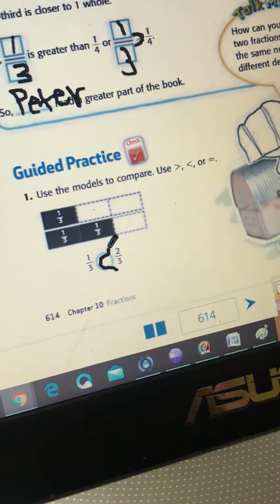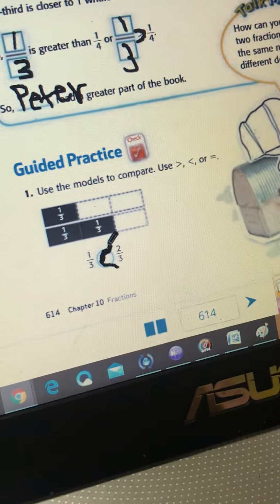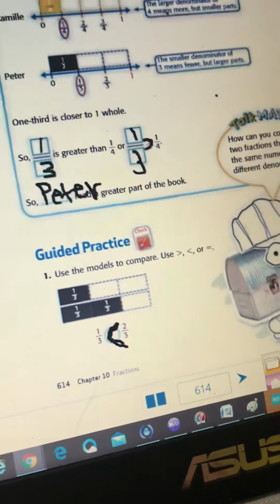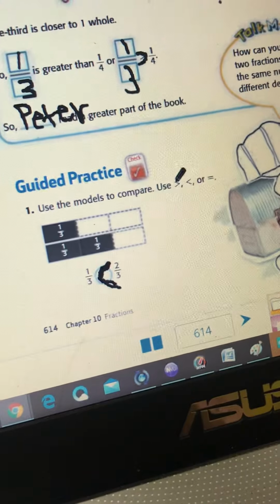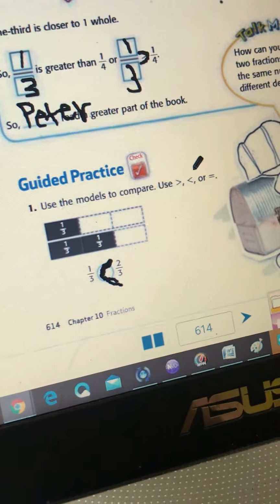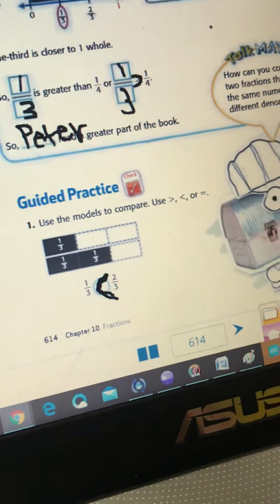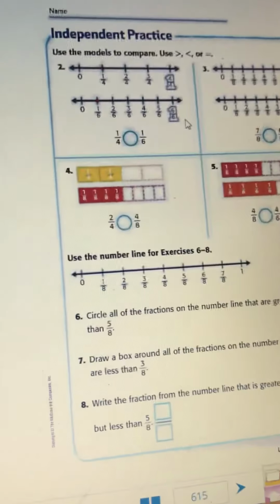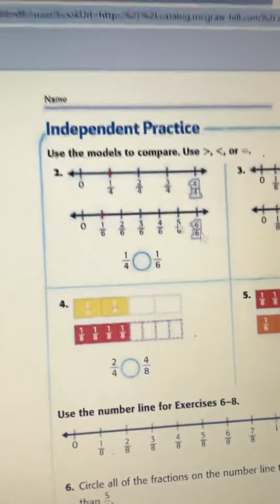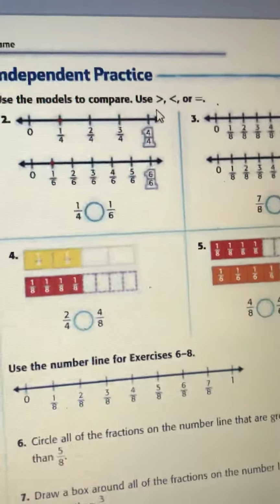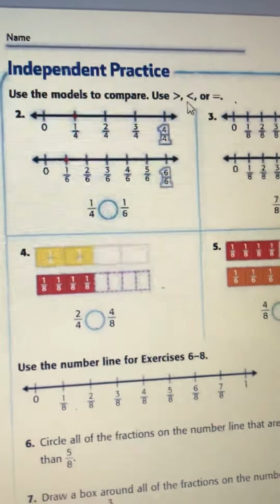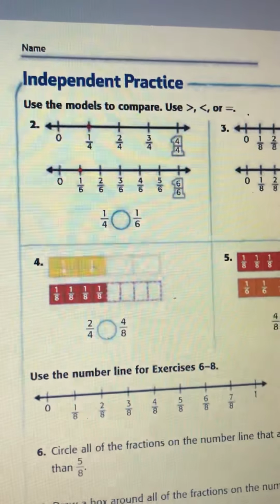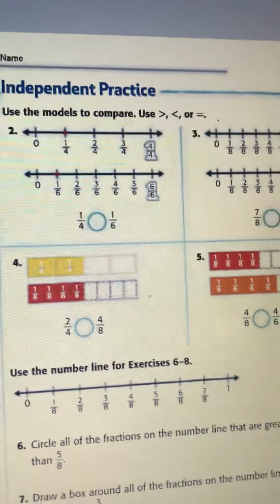Remember that the mouth of the crocodile will open all the time toward the bigger number. Right? So we can write it that way. These are the symbols that we'll use: greater than, less than, or equal. Let's go to the independent practice. You can use models to compare the fractions: greater than, less than, or equal. You can also use the number line to compare which fraction is bigger.